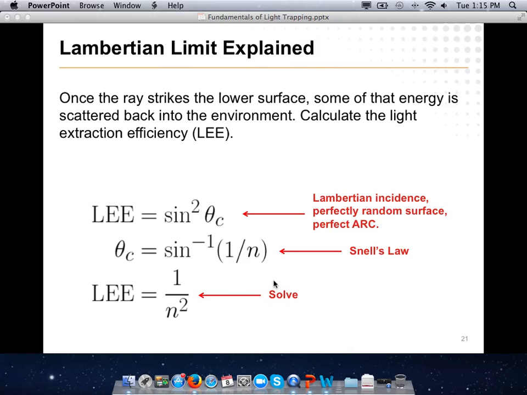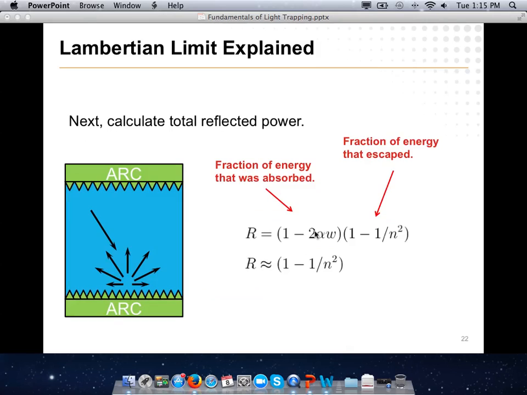Then the next question is, okay, when it goes from top to bottom, how much energy escapes out the bottom? So you calculate the light extraction. We don't have to worry about the details here. You just get some answer. And then you ask, okay, now all this energy was absorbed and then a bunch left at the bottom. Now it's going to go back up towards the top. So how much energy is reflected into the next bounce? And you do some more approximations and rejiggering.